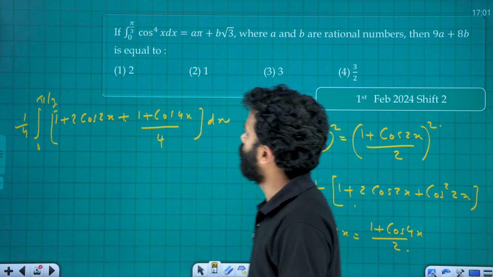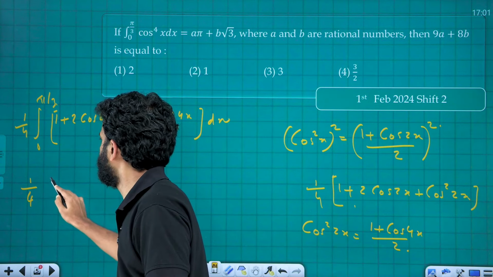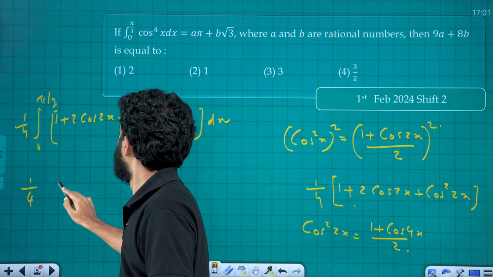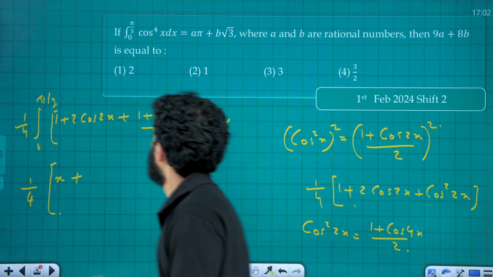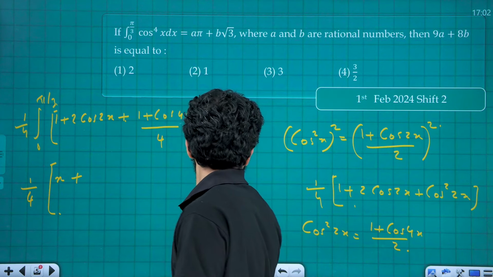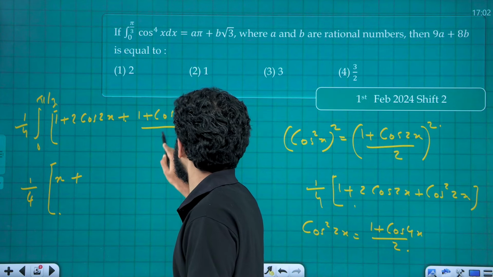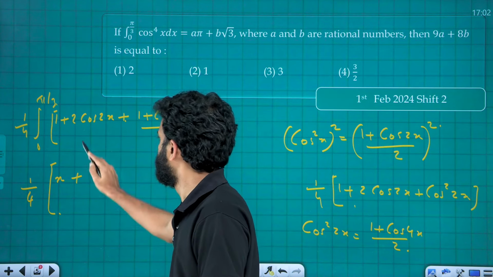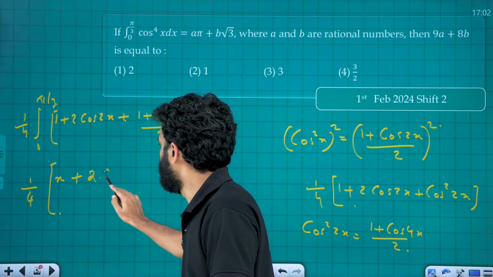Okay, we can integrate this and it will be like 1 by 4 into x plus, this will be 1 plus cos 2x by 2. Sorry, my mistake. 1 plus cos 2x by 2, x plus 2 into what is the integral of cos 2x? That is sin 2x by 2.